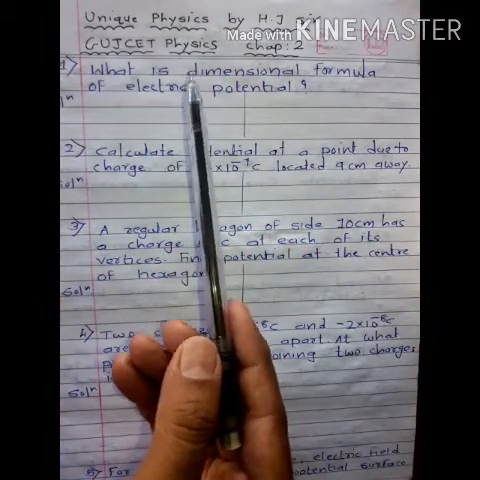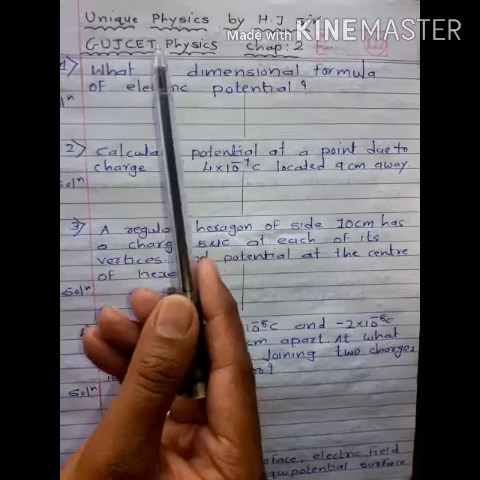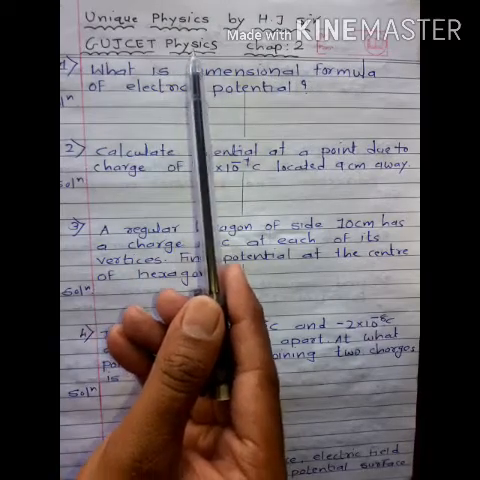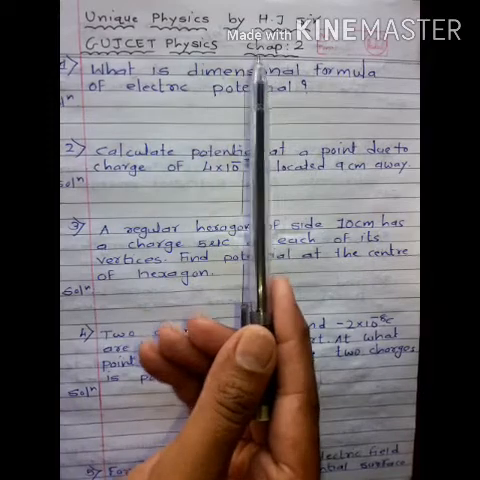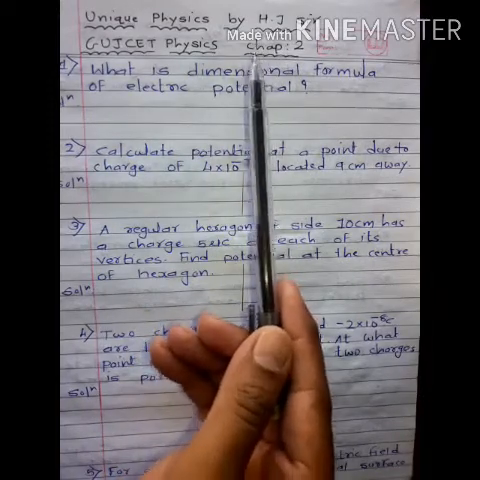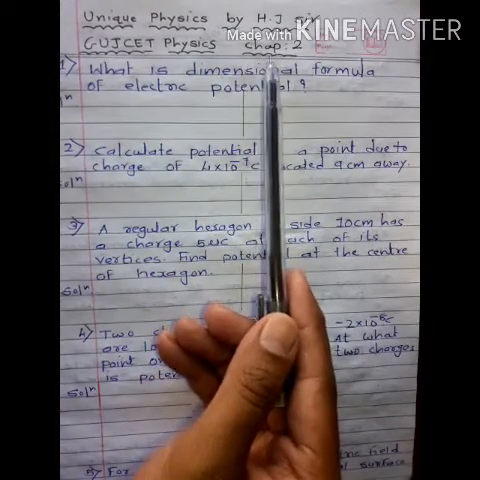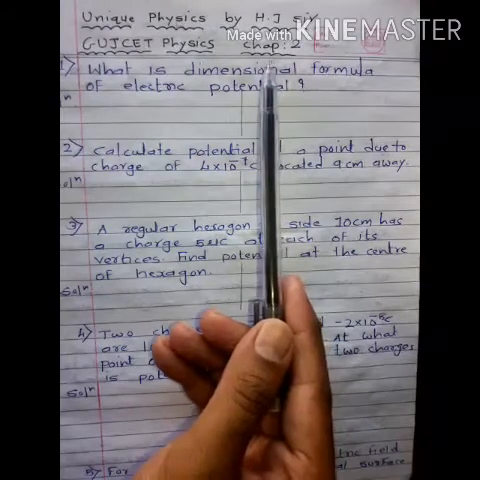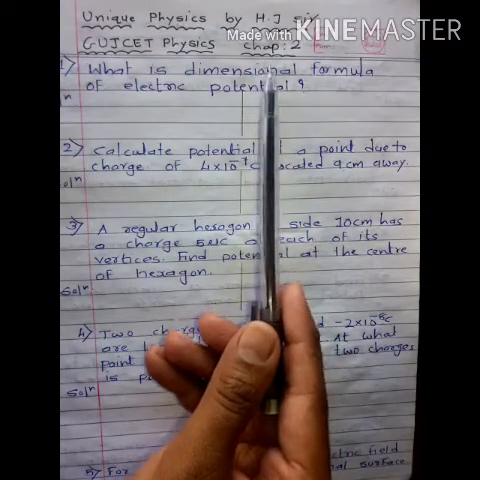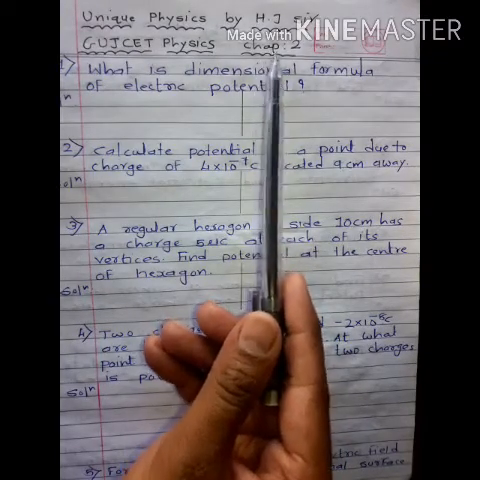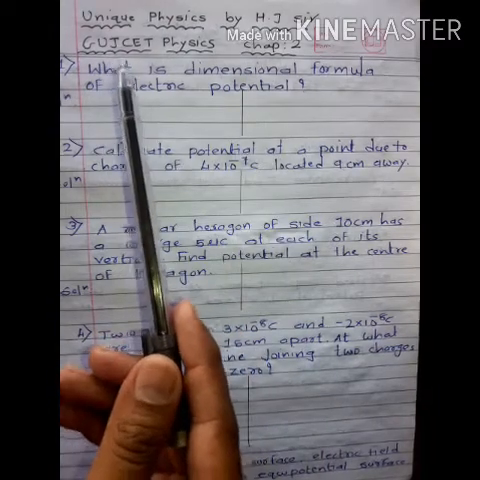Here we will discuss GUJCAT MCQs of 12th Physics. Here we will explain MCQ of chapter number 2, Electrostatic Potential and Capacitor. This is our first MCQ.